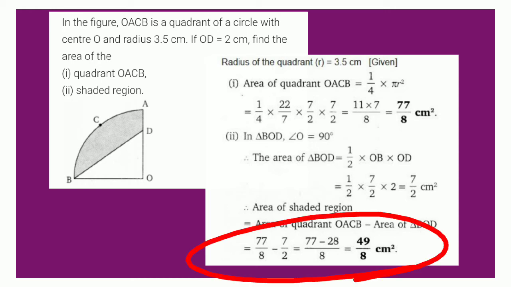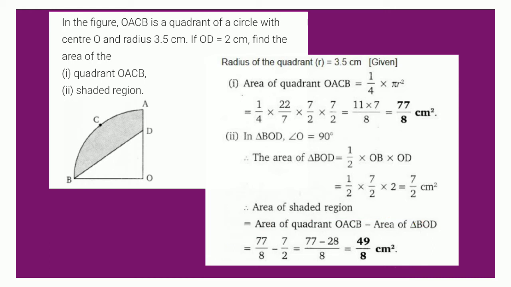Therefore, area of shaded region is equal to area of quadrant minus area of triangle. That's equal to 77 by 8 minus 7 by 2. So here we have to change the denominator into equal. So here 1 is 8 and 2, 2 is converted to 8. You multiply on numerator and denominator 4 by 4. You will get 28 by 8. So 77 minus 28 by 8. So you will get 49 by 8 centimeter square is the required area of the shaded region.